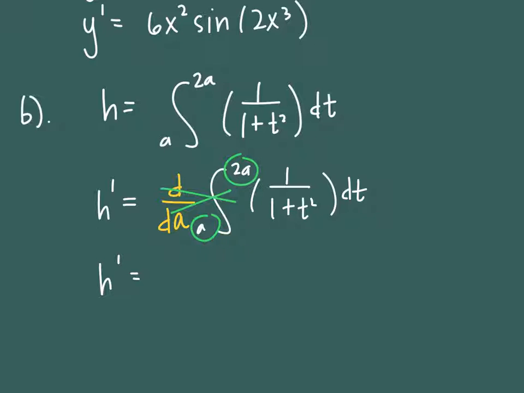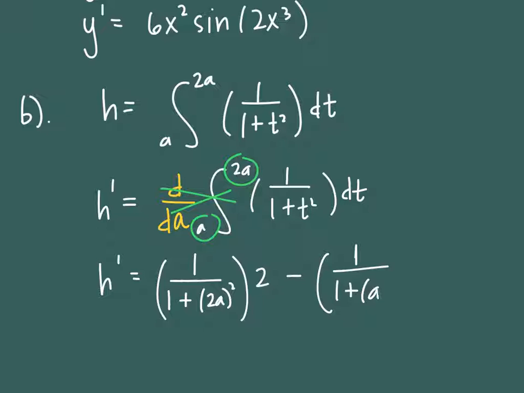And so when the bounds get substituted in, I will have 1 over 1 plus the upper bound of 2a substituted in squared. So 2a takes the place of t. But I also need to remember to multiply that by the chain rule of what the derivative of 2a was, which is 2. Minus, and the lower bound will be 1 over 1 plus a plugged in for t, and then multiplied by the chain rule of the lower bound, which is 1.